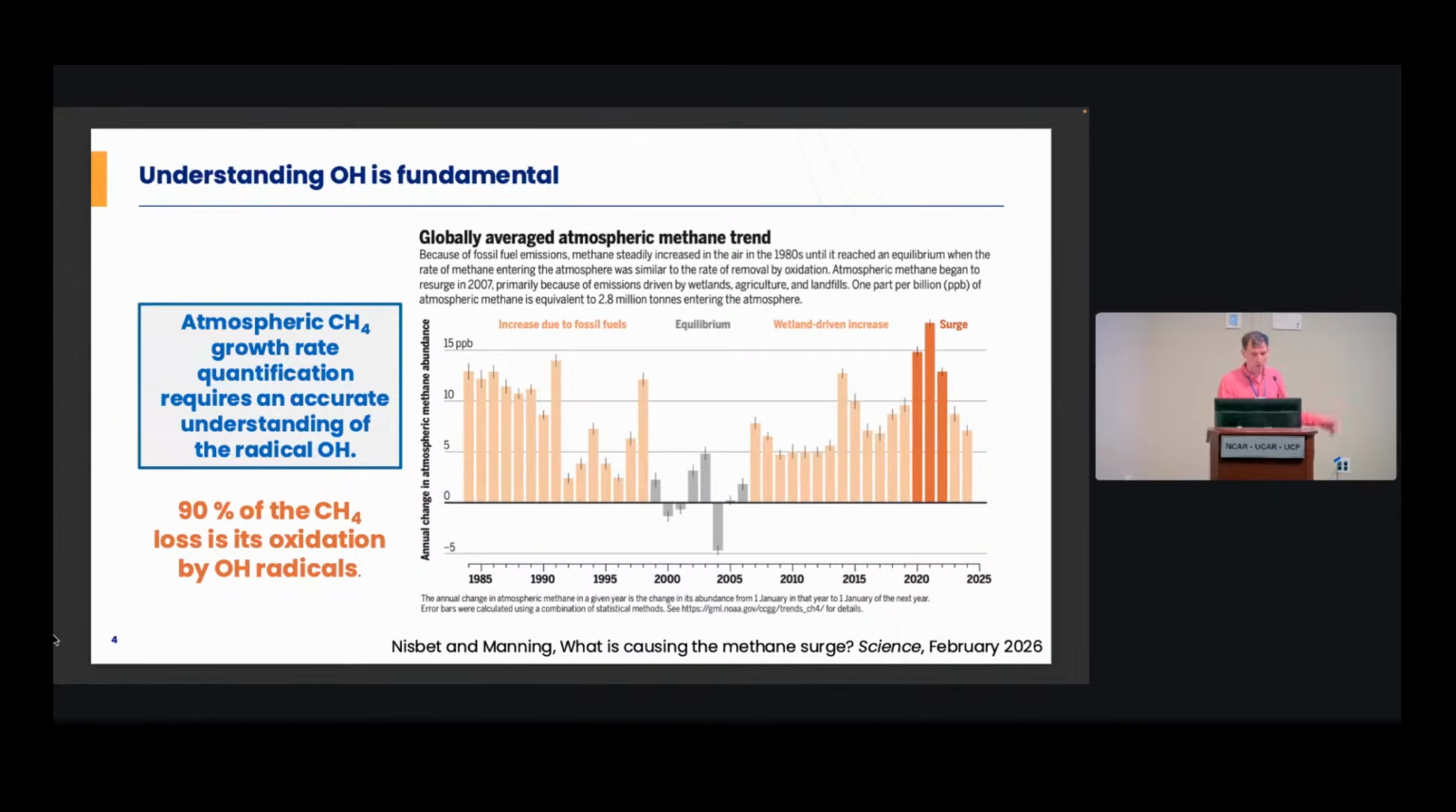There has been a wide variation in the methane growth rate, and people are trying to quantify it, but it's very uncertain. And we need to have a better understanding of global OH to understand how much methane is changing every year, as 90% of the methane loss is its oxidation by the OH radical in the troposphere.